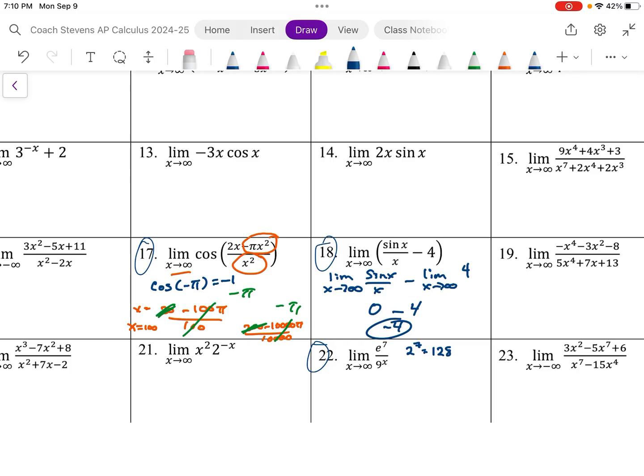So the top is a fixed number. The bottom, that's my issue, 9 to infinity. That's going to be some really big number, whatever we pick x to be. So we have about 128, something like that, divided by a really big number. That's going to work out to be just 0 in the long run.